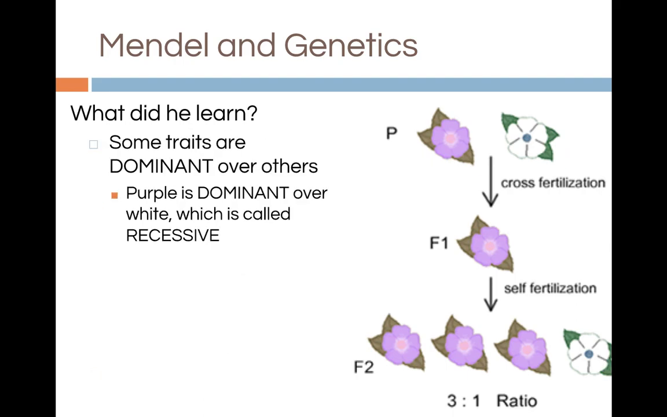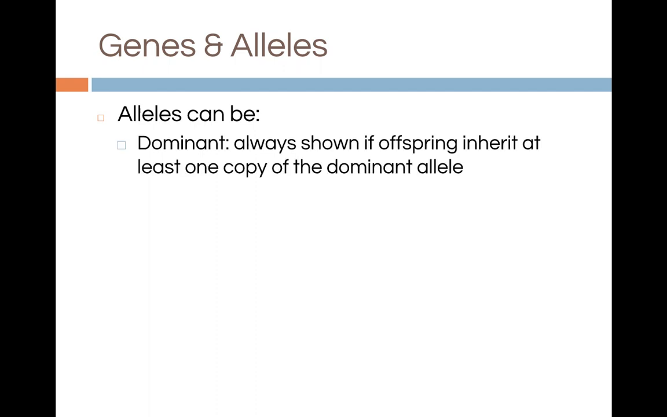So this is what he learned. Some traits, like flower color, purple, some traits are dominant over others. So he said purple was dominant over white. And the white trait we call recessive, because you have the dominant trait and you have the recessive trait. Alleles, remember, your versions of genes, can be dominant. And that means if you inherit one copy of that dominant allele, either from mom or from dad, you're going to show that trait.